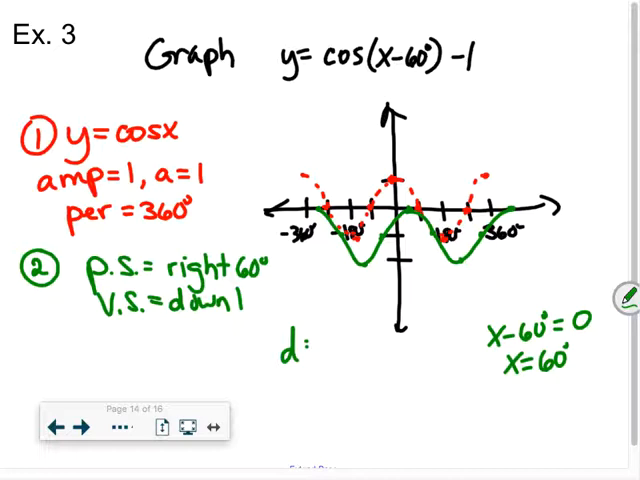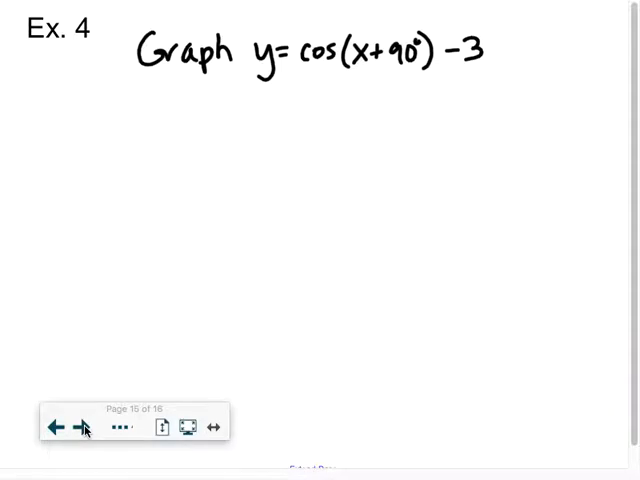So then, Daria, what's my domain? Negative infinity to infinity. And then, Maddie, what's my range on this one? Good job. Negative 2 to 0. And make sure you do have brackets, okay? All right, one more. We do two of them, a phase shift and a vertical shift. Good. All right, last one. See how far you can get on your own.